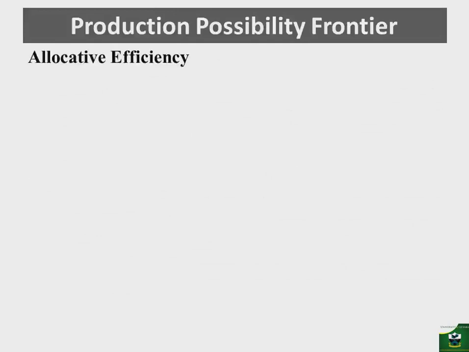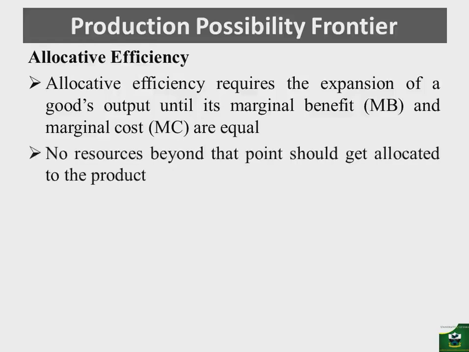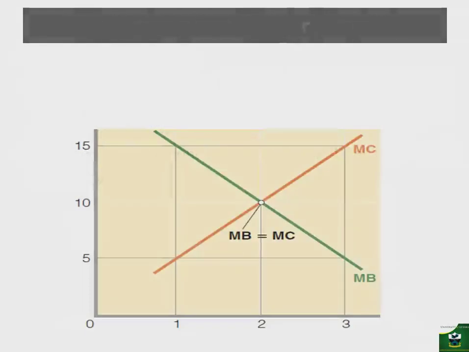So let's now describe allocative efficiency. With allocative efficiency, we require the expansion of goods output until the marginal benefit is equal to the marginal cost. If the marginal benefit is more than the marginal cost, it means you have room to continue expanding your production. And if the marginal cost is more than the marginal benefit, it calls for you to cut back on your production. Therefore, no resources beyond the point where marginal benefit equals marginal cost should be allocated to the product.